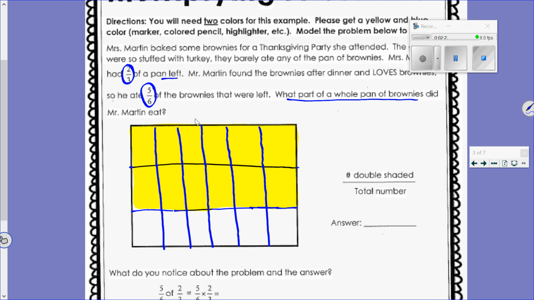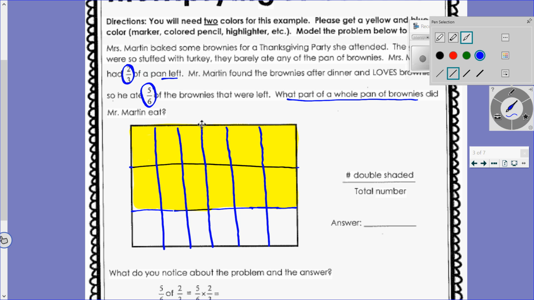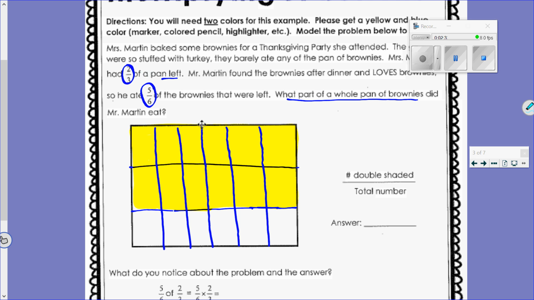So now we're going to color in 5 of these. This is where your second color comes in. Take your second color, and start at the left, and we're going to color 5 of the 6 going across. Okay, so now we have shaded in 5 of each of our rows of 6. Does everybody see that? Yeah. So we're going to look at the part that has 2 colors overlapping, which made green.